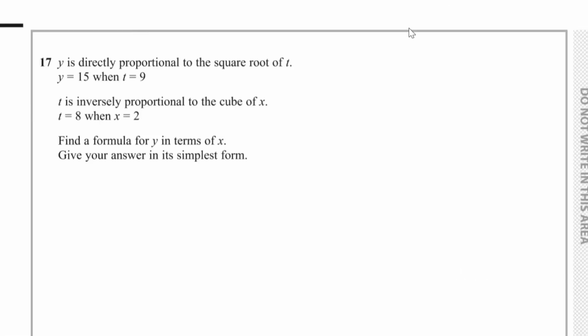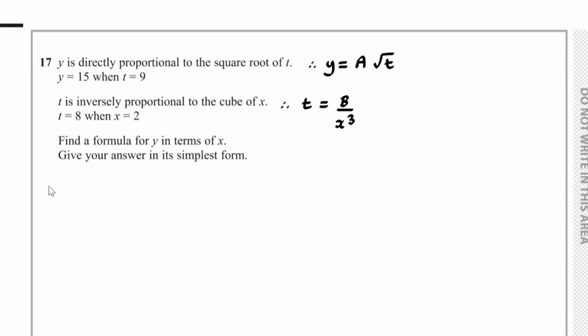Question number 17. Y is directly proportional to the square root of t. Y is 15 when t is 9. T is inversely proportional to the cube of x. T is 8 when x is 2. We have to find a formula for y in terms of x, give the answer in its simplest form. Well, from here we can see that y is equal to some constant a multiplied by the square root of t. And from here we can see that t is equal to some constant b multiplied by 1 over x, or dividing by x cubed.